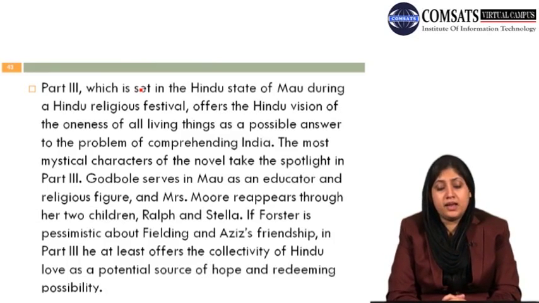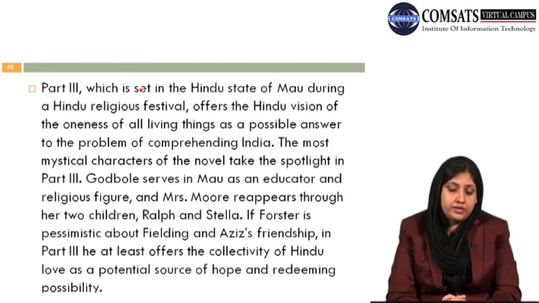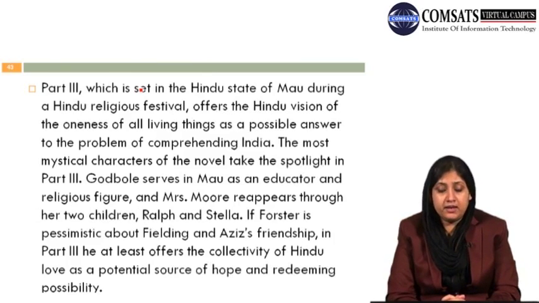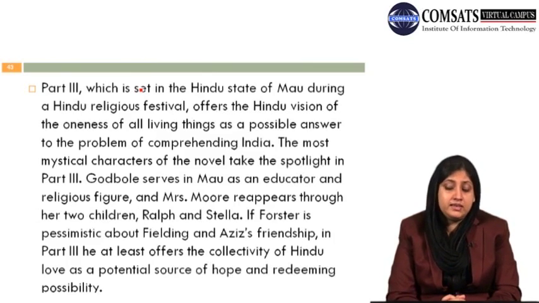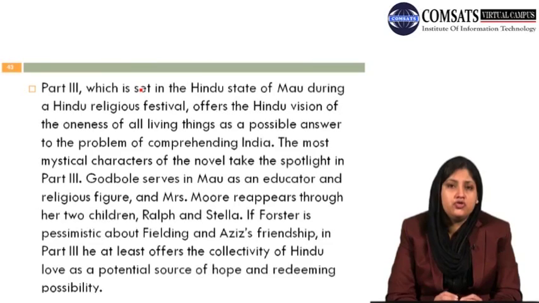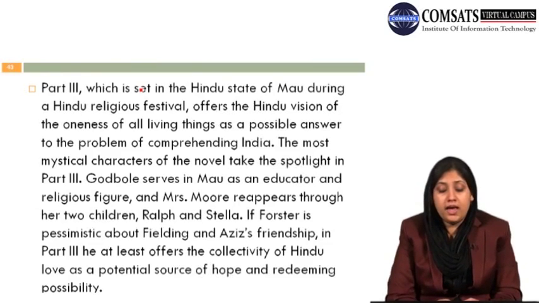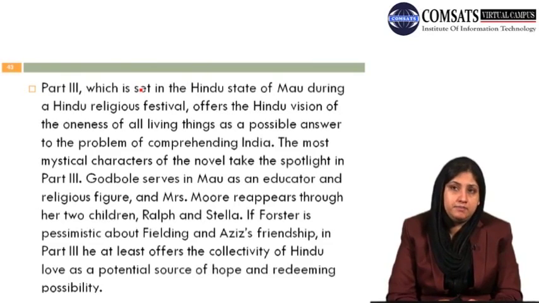The most mystical characters of the novel take the spotlight in Part 3. Godbole serves in Mau as an educator and religious figure as well, and Mrs. Moore reappears through her two children, Ralph and Stella. If Forster is pessimistic about Fielding and Aziz's friendship in Part 3, he at least offers the collectivity of Hindu love as a potential source of hope and redeeming possibility.